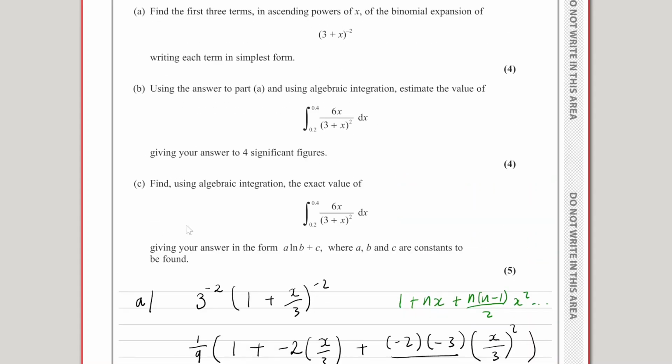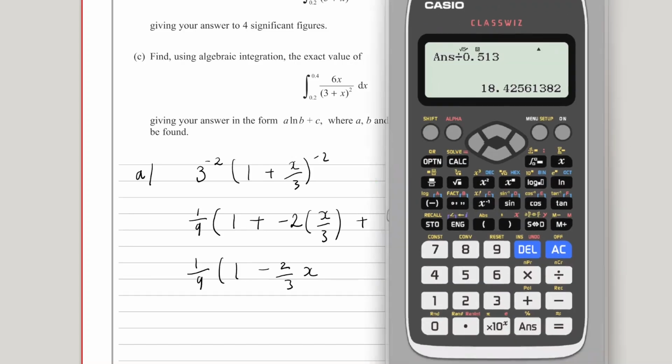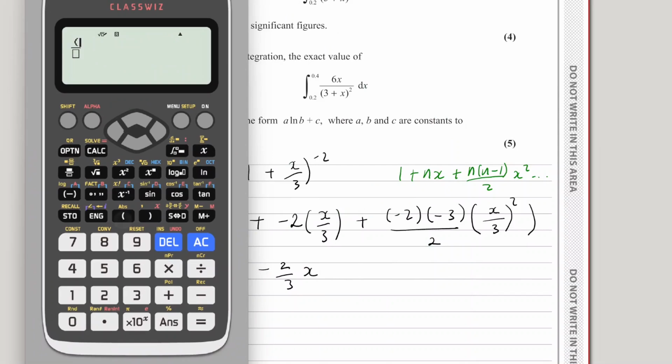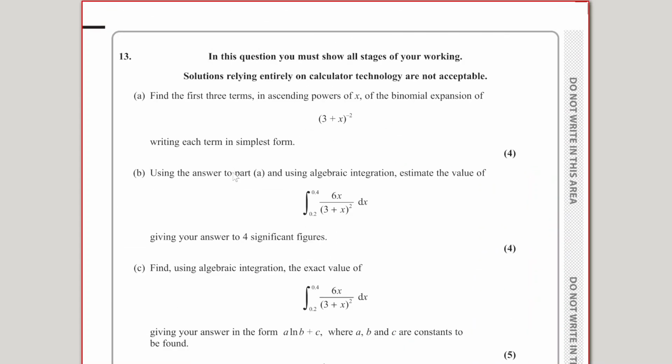So we're just going to need to simplify now. So we've got 1/9 times 1 minus 2/3 x. And then for this part, we've got minus 2 times minus 3 over 2 times 1/3 squared. So that's 1/3, so plus 1/3 x squared. Times through by the 9th, so 1/9 minus 2 over 27 x plus 1 over 27 x squared. That was the first 3 terms, which is what we wanted.